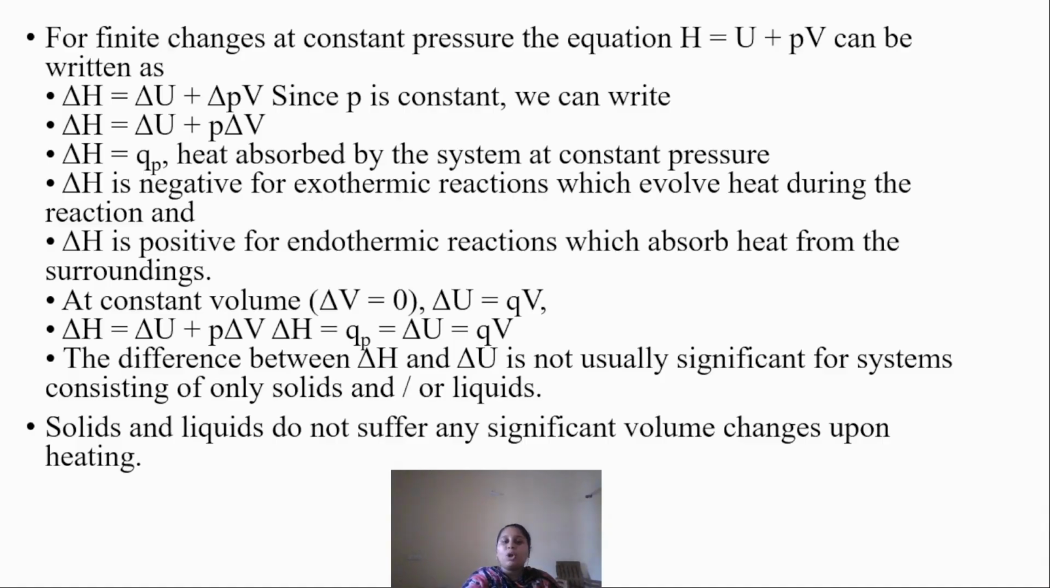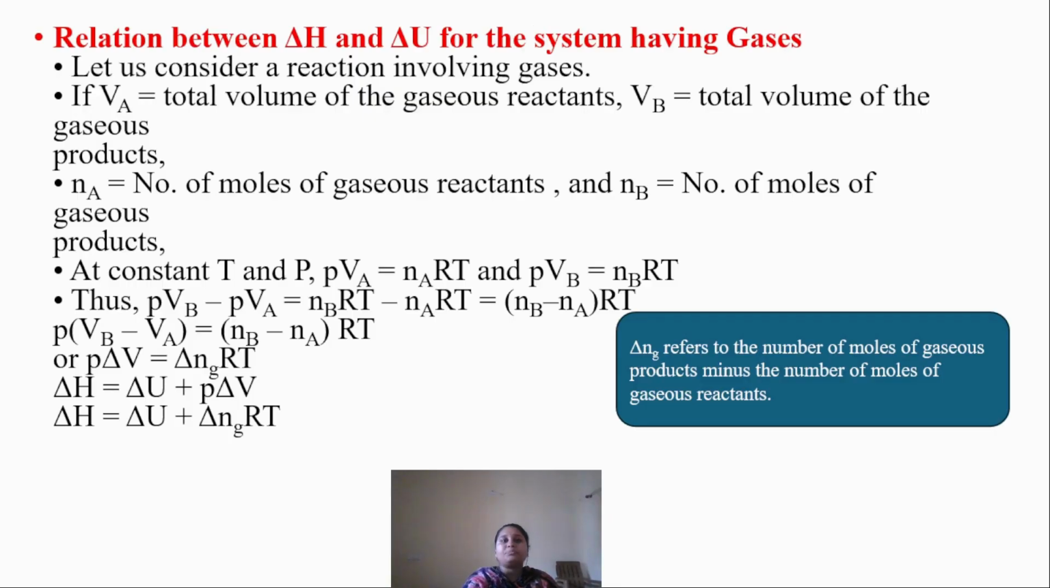At constant volume, delta V is 0, so delta U is QV. Delta H is equal to delta U plus P delta V. So delta H is QP and delta U is QV, and the difference between delta H and delta U is not usually significant for systems consisting of only solids or liquids, because solids and liquids do not undergo significant volume changes upon heating. Now the relationship between delta H and delta U for systems having gases.